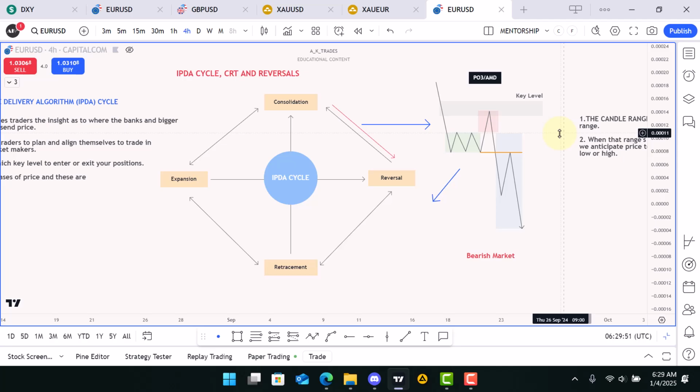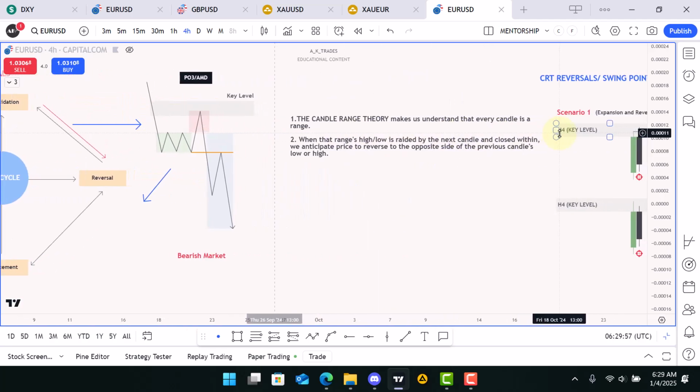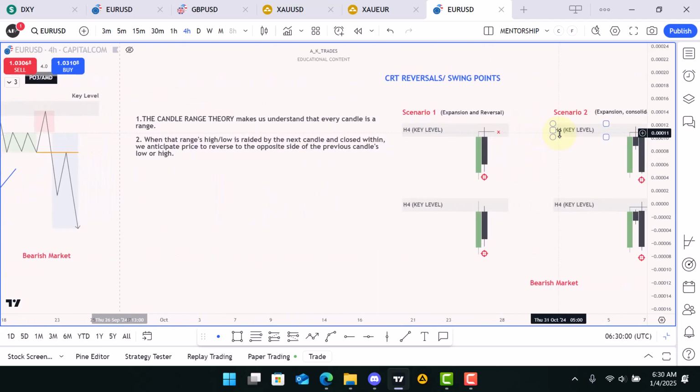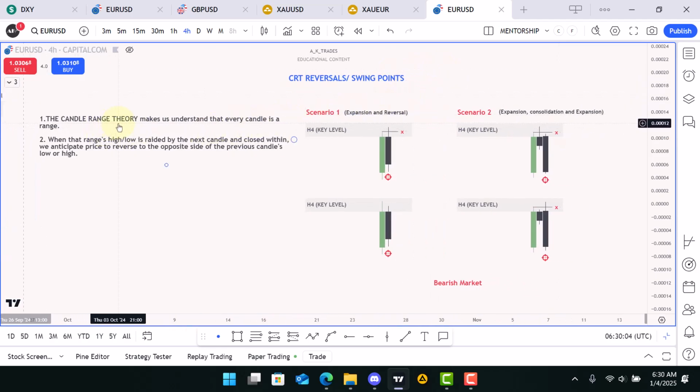Now, let's move on to our CRT and reversals. What is CRT? That is the candle range theory. The candle range theory makes us understand that every candle is a range. When that range's high or low is raided by the next candle and closed within, we anticipate price to reverse to the opposite side of the previous candle's low or high.